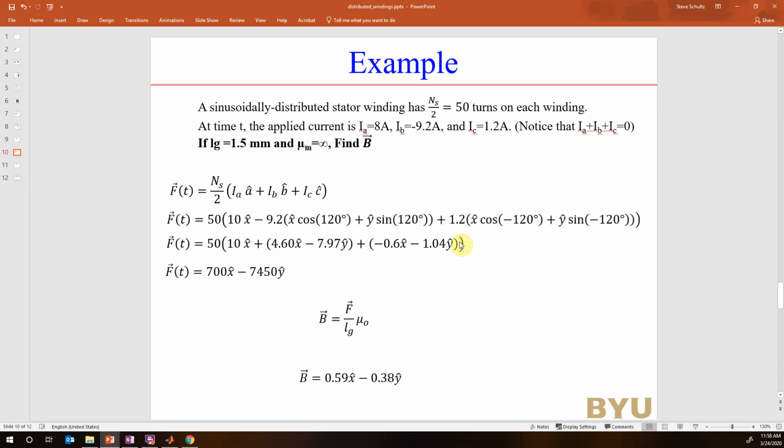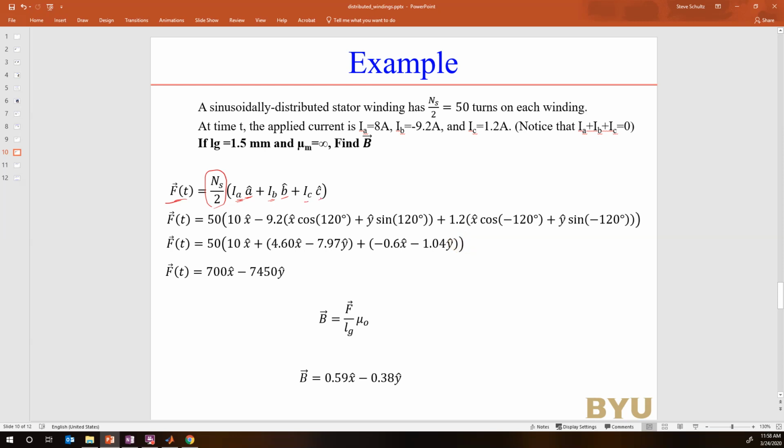Okay. So what we're going to have to do is start by finding our magnetomotive force, which is labeled as F. And the magnetomotive force is going to be the number of windings for that times the current that's going into my A winding times the directional or space vector for my A winding, plus the current in the B times the B vector, plus the current in the C times the C vector.